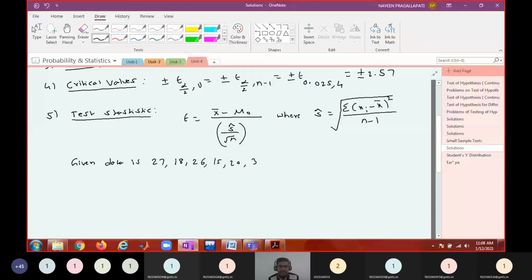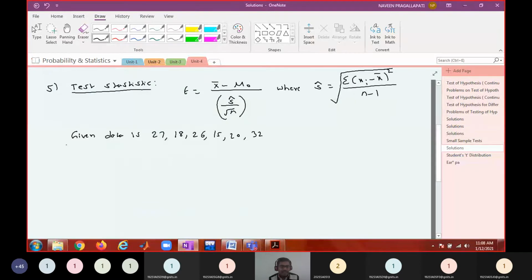Now from this you can say that x bar is equal to 27 plus 18 plus 26 plus 15 plus 20 plus 32 by 6. How much did you get? 23. Is it exactly 23? Yes, sir, it's exactly 23. Okay.